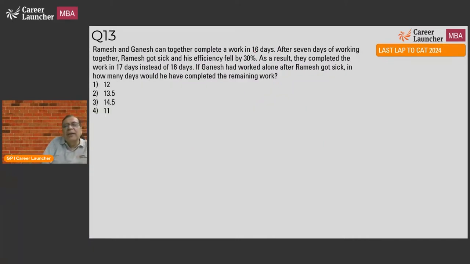Ramesh and Ganesh can together complete a work in 16 days. Another time and work question. After 7 days of working, Ramesh got sick and efficiency fell to 30%. As a result, they completed the work in 17 days instead of 16 days. If Ganesh had worked alone after Ramesh got sick, in how many days would he have completed the work? Round one question. The standard way of working for such a question is to assume an efficiency. Let me say Ramesh does R units of work per day, Ganesh does G units of work per day. So they finish the work in 16 days, so the amount of work is nothing but 16 into R plus G. In 1 day, R plus G units of work will be done.